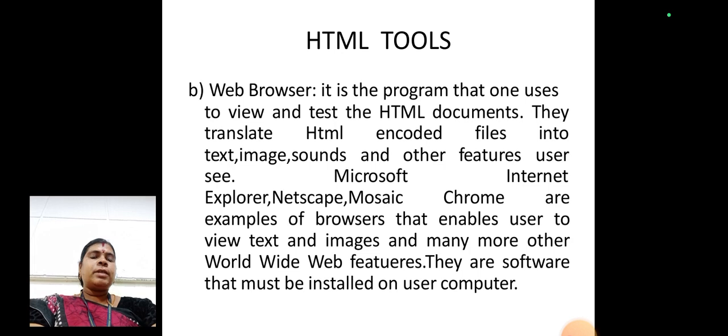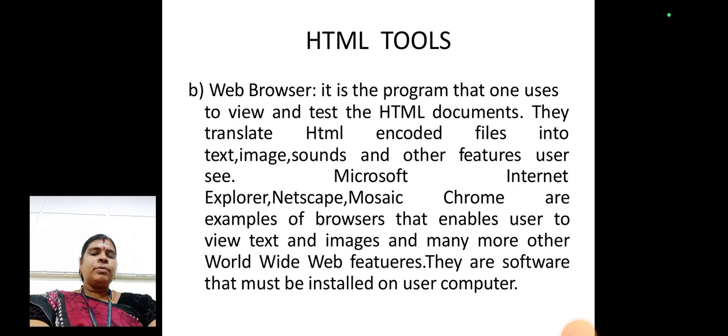Web browser. HTML tools. A web browser is the program that one uses to view and test the HTML documents. They translate HTML encoded files into text, images, sounds and other features the user sees. Microsoft Internet Explorer, Netscape Navigator, Mosaic, Chrome are examples of browsers that enable users to view text and images and many other World Wide Web features. They are software that must be installed on the user's computer.